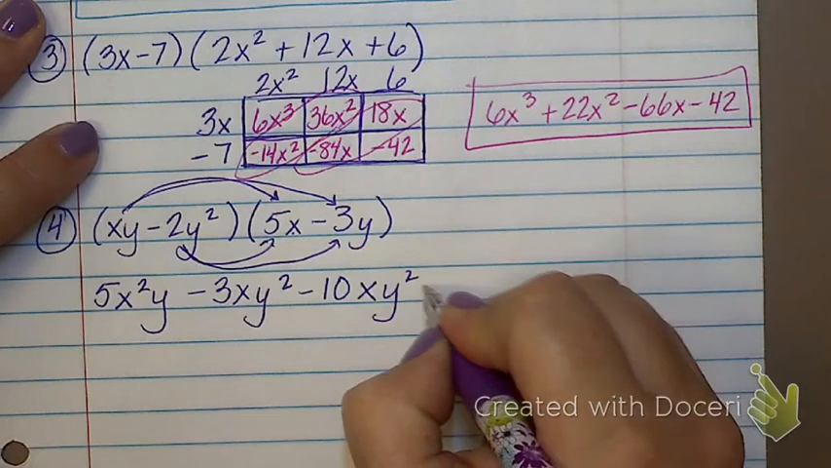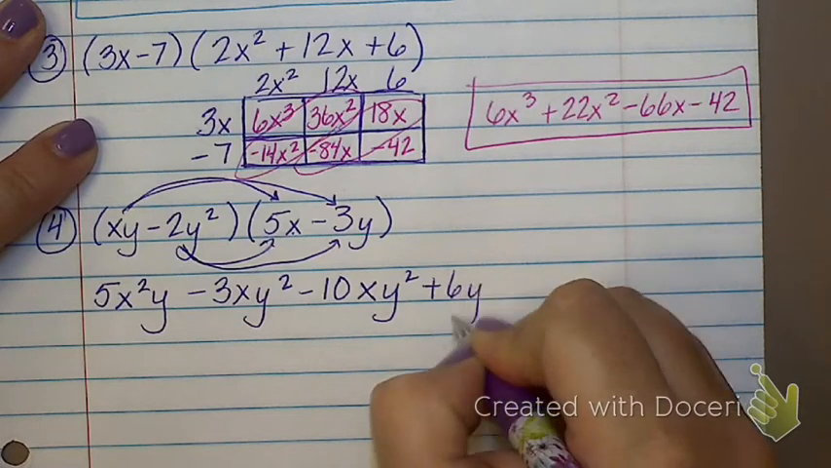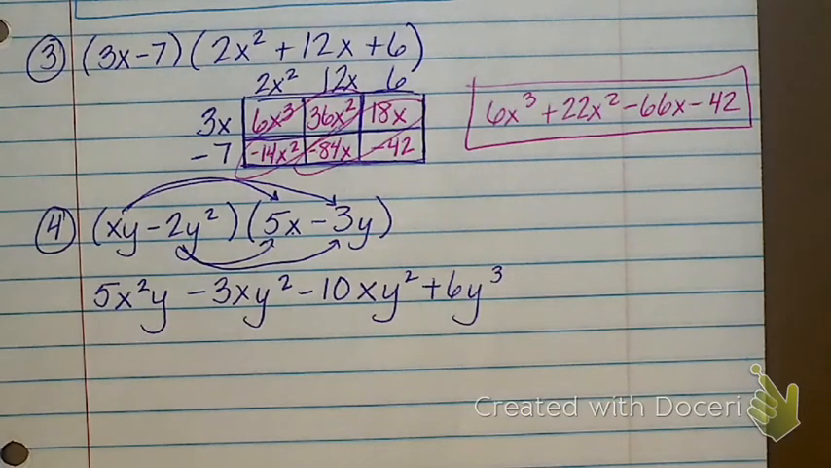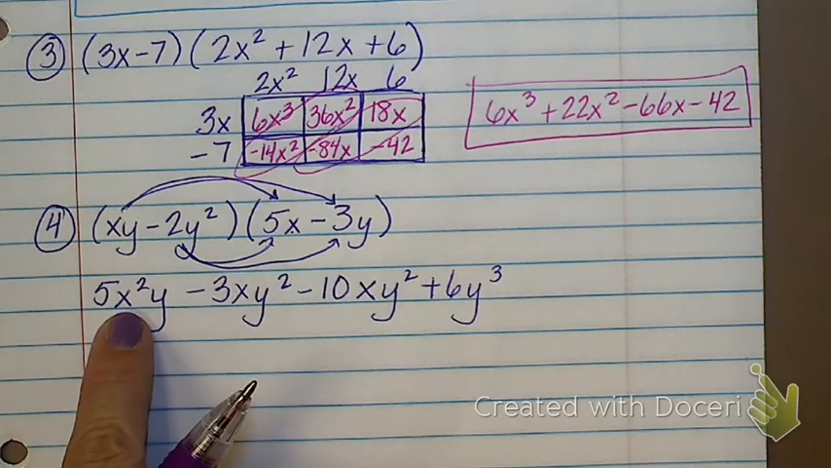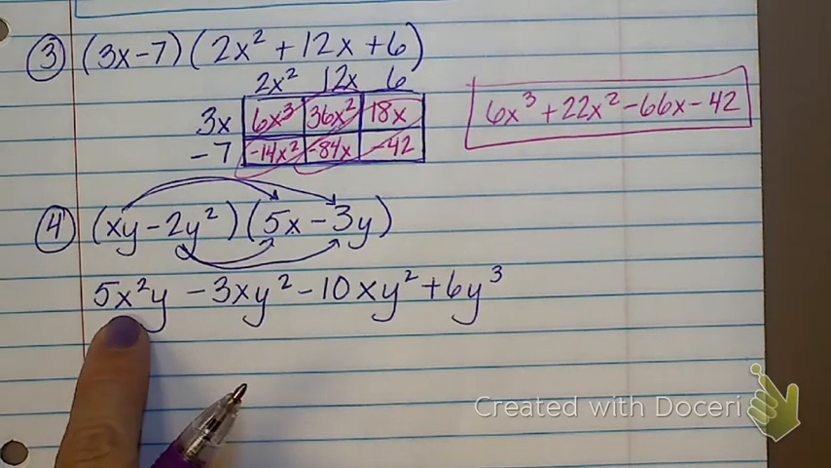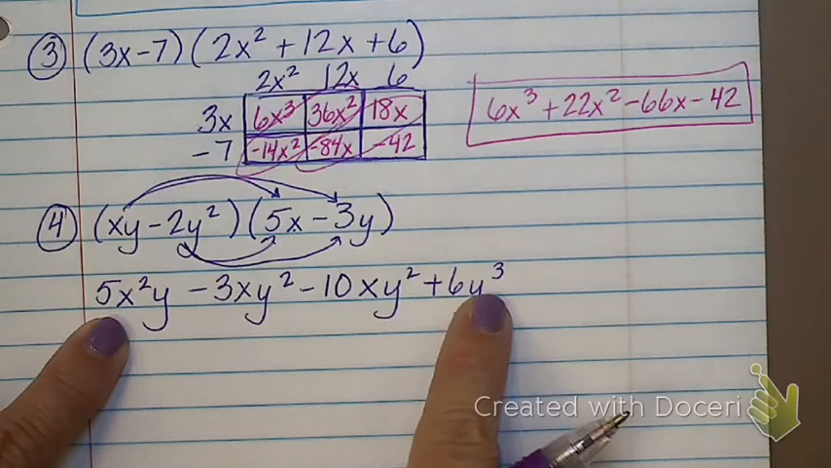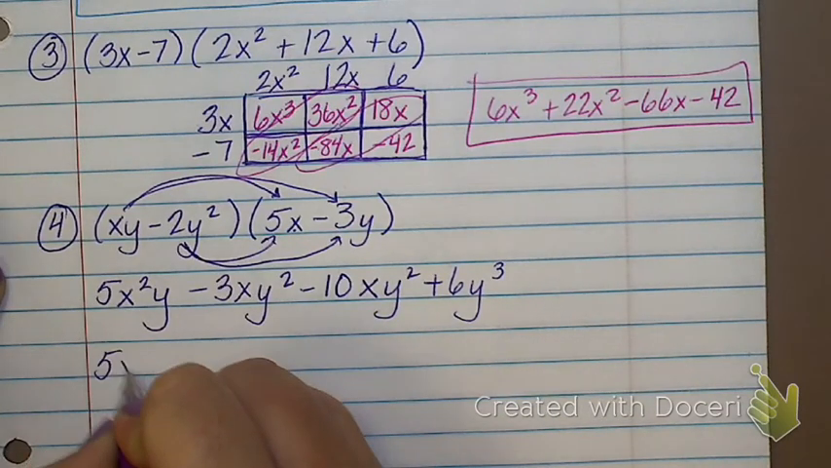Okay, and I have positive 6y to the third. So, standard form, what letter am I concerned with? X. You might be tempted to be concerned with y because the highest exponent in this problem is on a y. But since x comes first alphabetically, we're going to stick with that one. What is the highest x exponent? Squared. So this term with the squared, there's no others that are like terms, so this guy's got to go first.